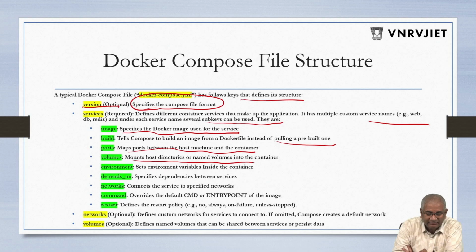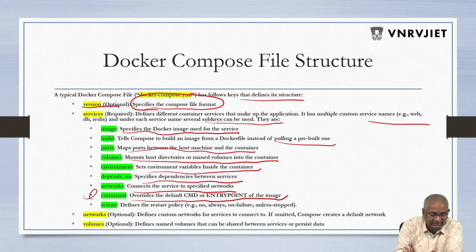Mounts directories and names into the content volumes. Environment. Depends upon specifies the dependency between services. Networks connect the services to specified networks. Entrypoint overrides the default entry point. This is a bit tricky, but it can do the entry point overriding and all that stuff. Restart defines the restart policy: no, always, and so on. This is also sometimes important. So this is the services.